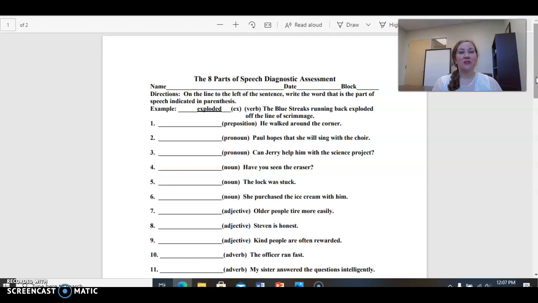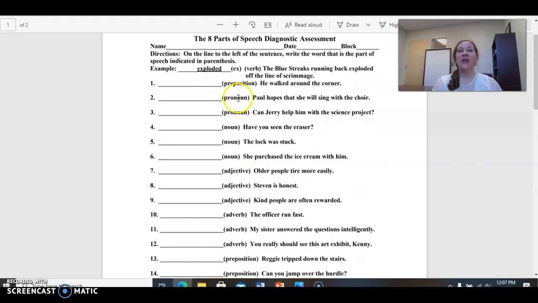On the first page, you have a sentence: "He walked around the corner." It's going to ask you to write the preposition that is in this sentence in the blank. So "around" would be the preposition. You would write "around" here, or at least think, you know, it's "around." And you're going to do that with all of those questions.